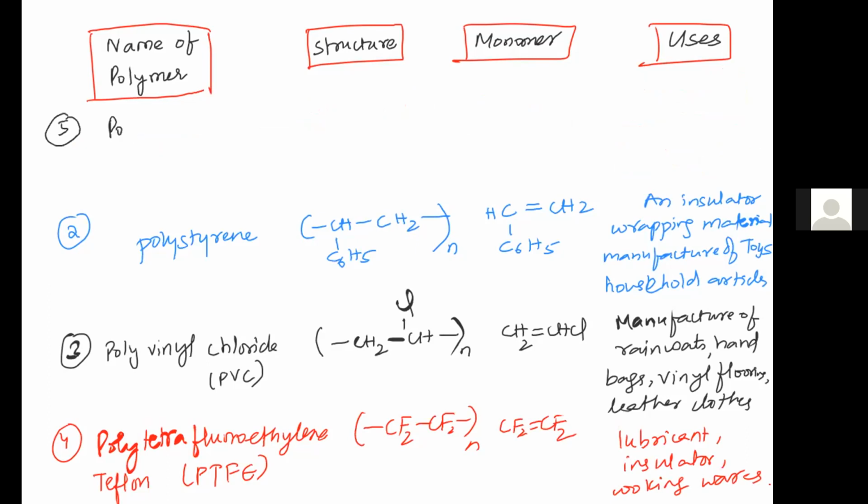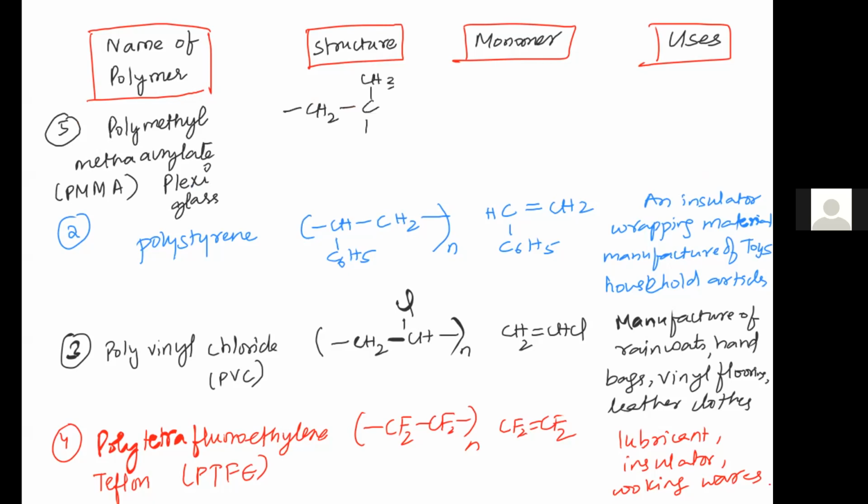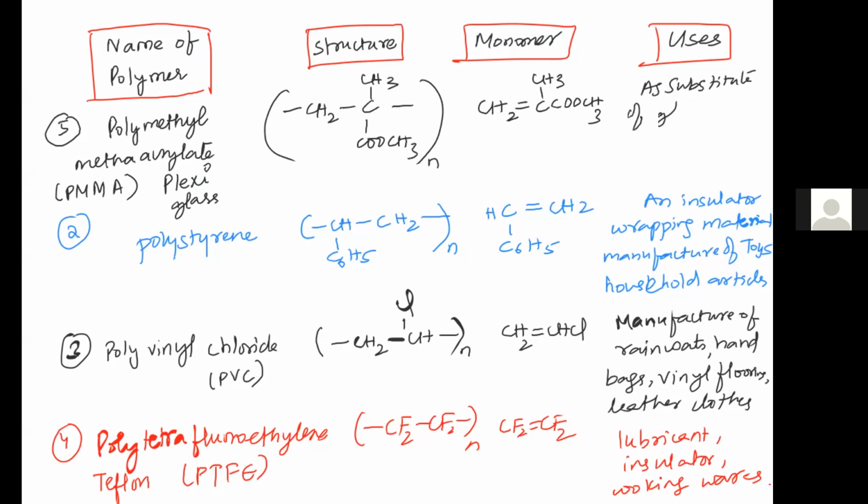The fifth one is polymethyl methacrylate, which is called PMMA or plexiglass, whose monomer is CH2 double bond C, CH3, COO, CH3. It is used as a substitute for glass, and it is used in making decorative materials. That's for PMMA.